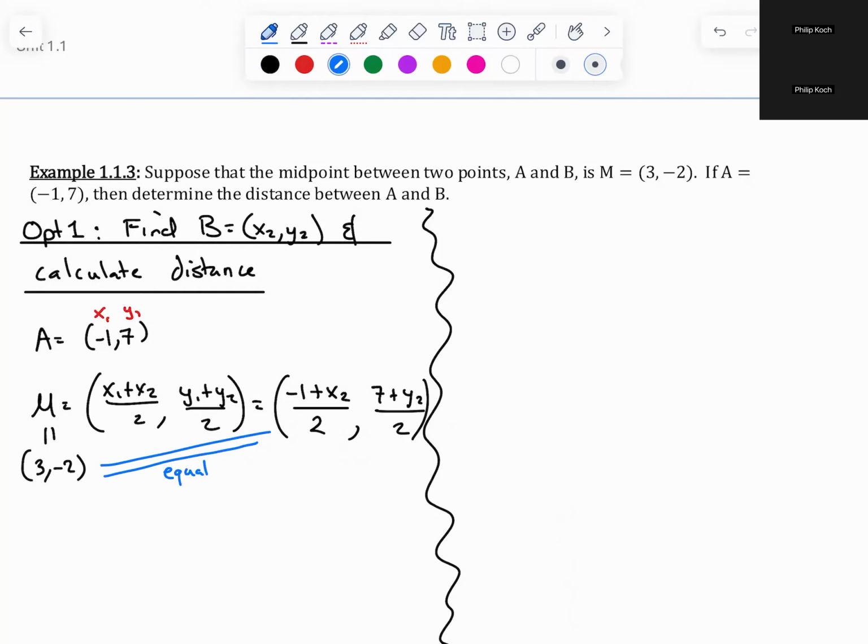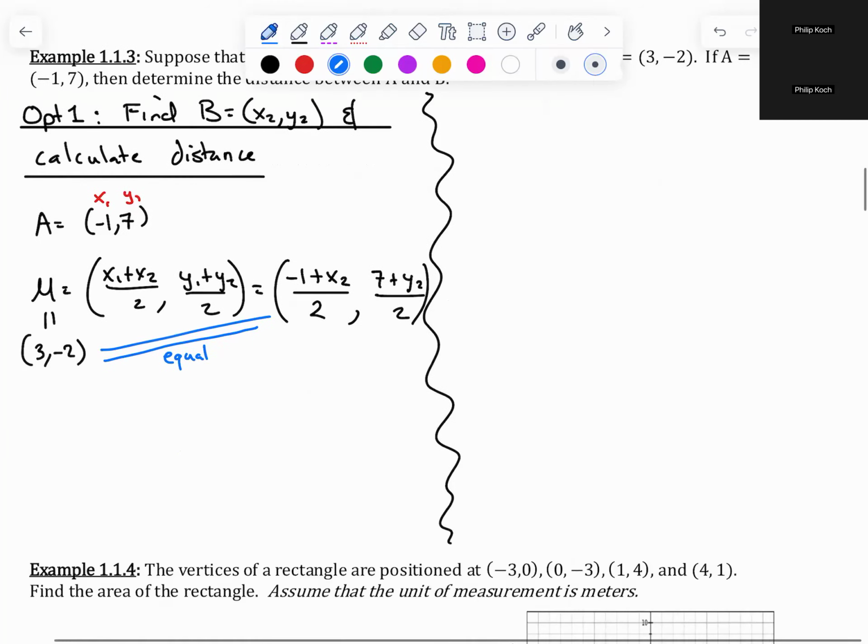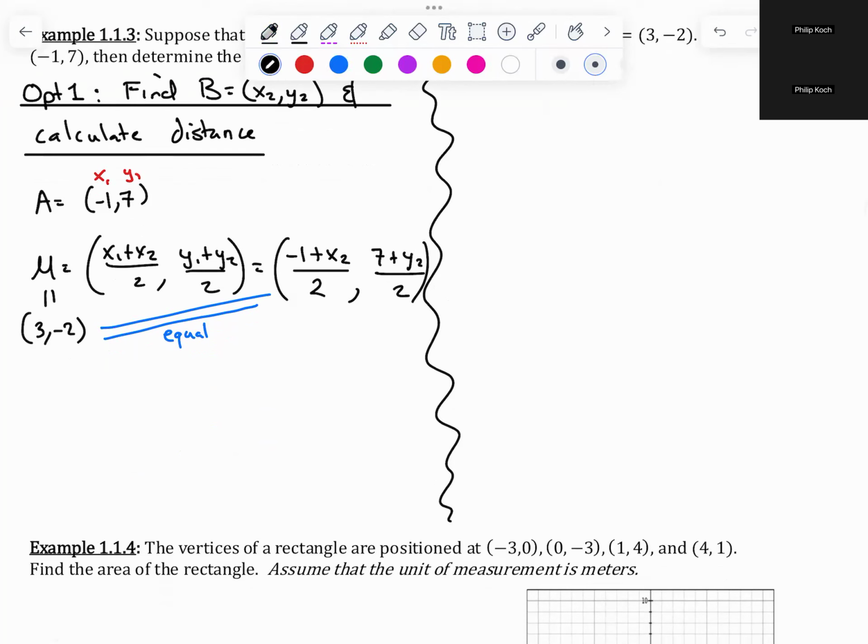So we have that 3 comma -2 is equal to -1 plus x sub 2 divided by 2, comma 7 plus y sub 2 divided by 2. And the only way that could be true is if the x coordinates were equal and the y coordinates were equal. So this tells me that 3 is equal to -1 plus x sub 2 divided by 2, and -2 is equal to 7 plus y sub 2 divided by 2.